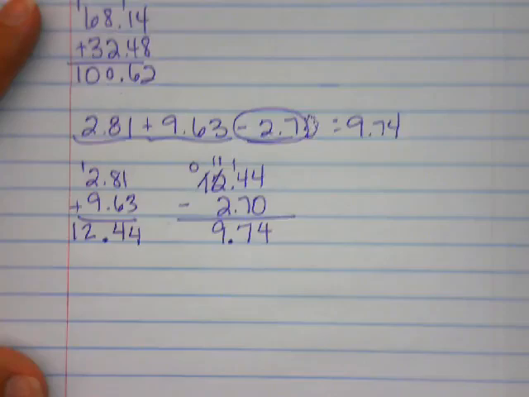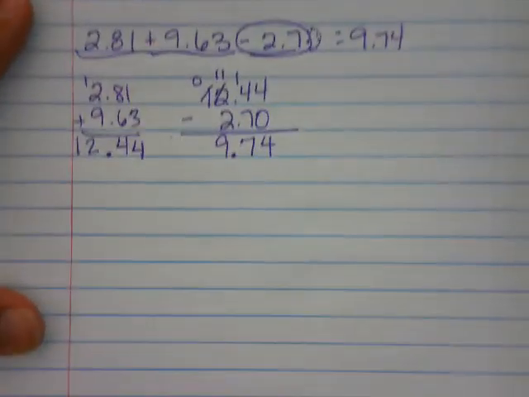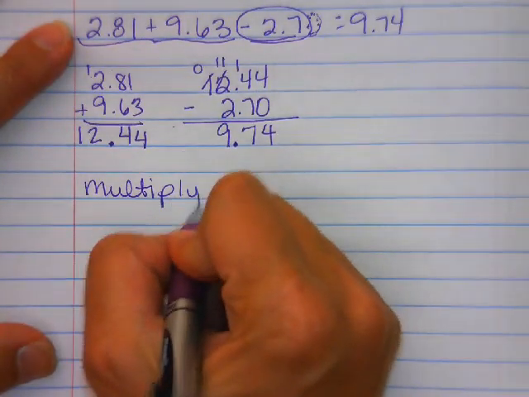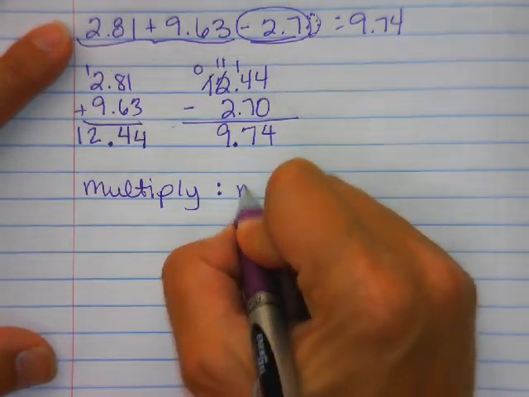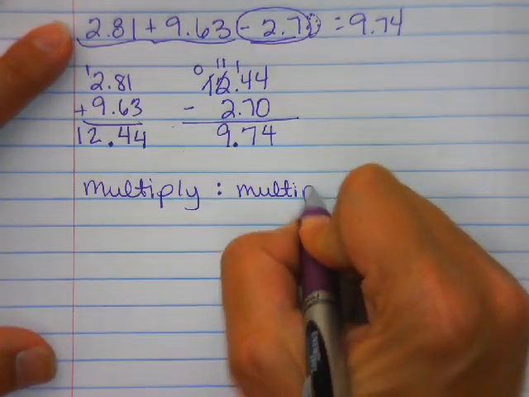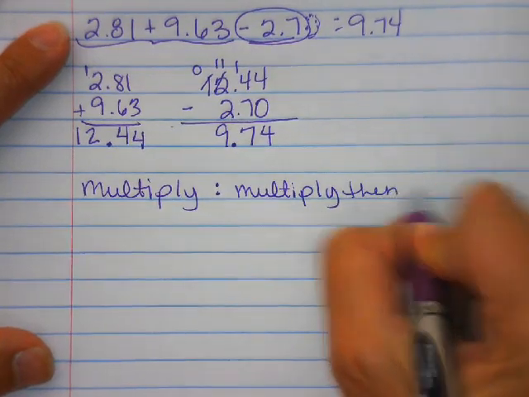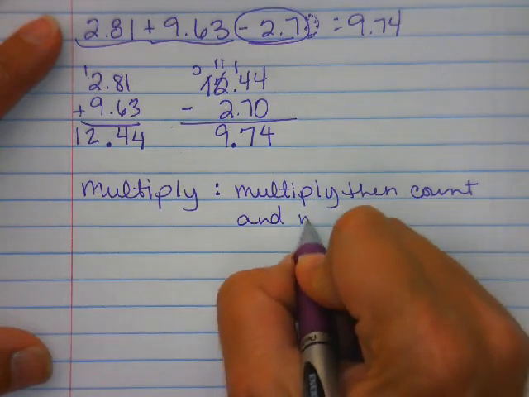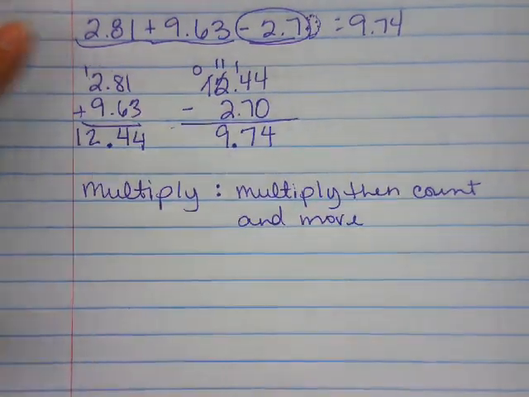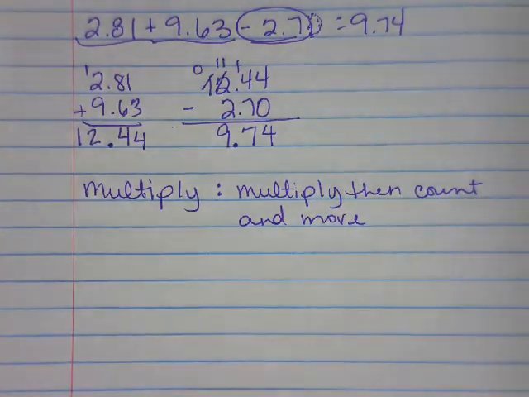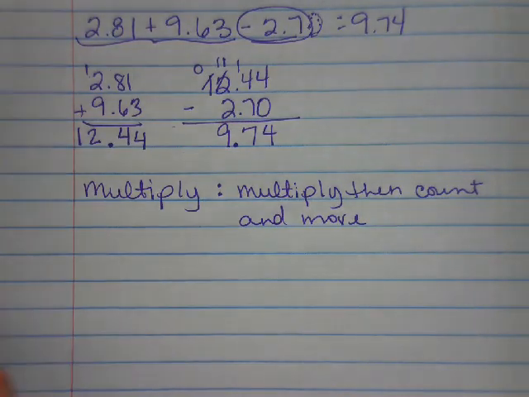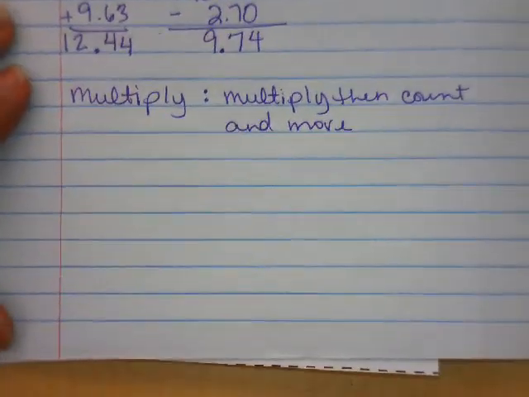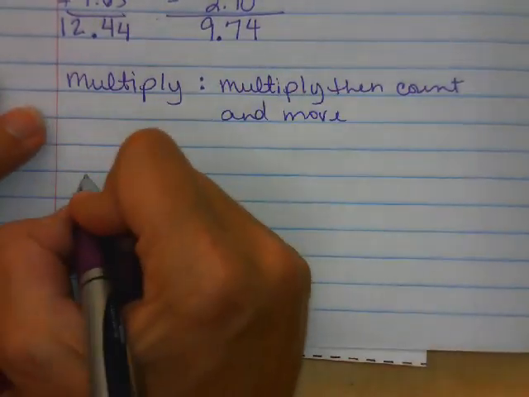When you multiply decimals, remember you multiply like normal, then you count and move. So you count how many numbers are behind a decimal in the problem, and you move that many in the answer. So here's an example of that. Hopefully this is all coming back to you.